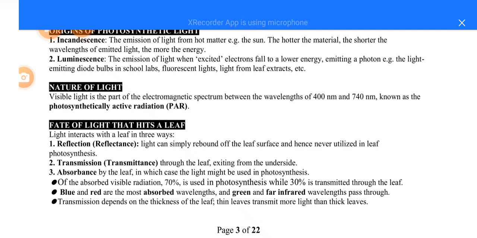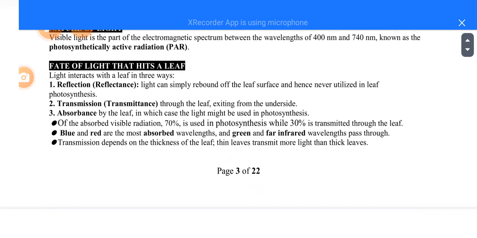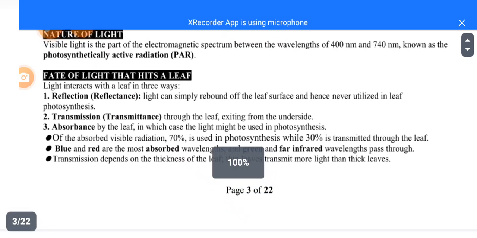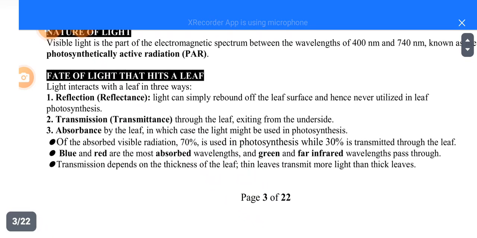Now, after knowing that, let us also look at what we are calling the fate of light that hits a leaf. Light interacts with a leaf in 3 ways. I want you to note this: light interacts with the leaf in 3 ways, what we are calling the fate of light that hits a leaf. Number 1 is reflection or reflectance. Light can simply rebound off the leaf surface and hence never be utilized in a leaf for photosynthesis.